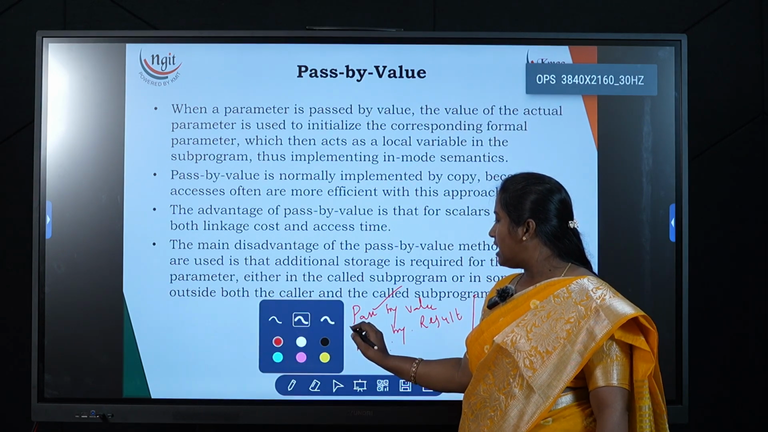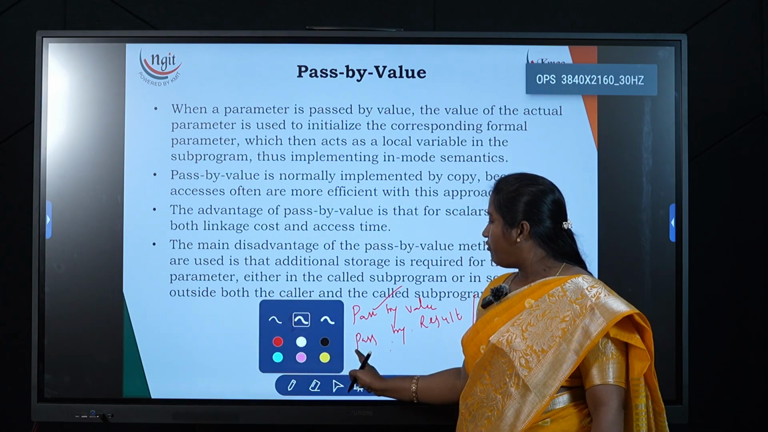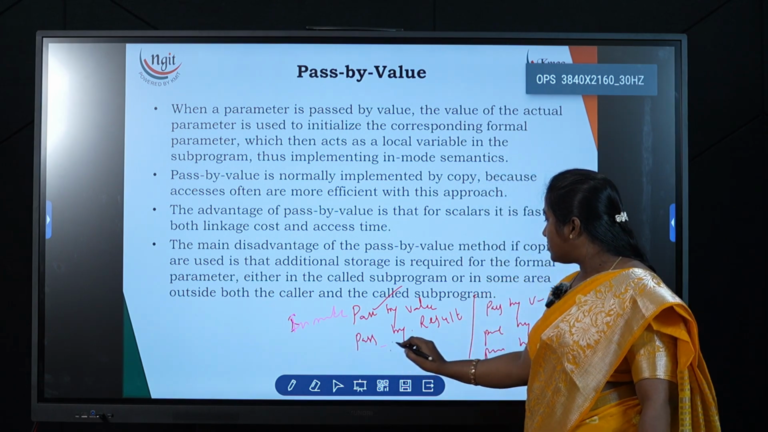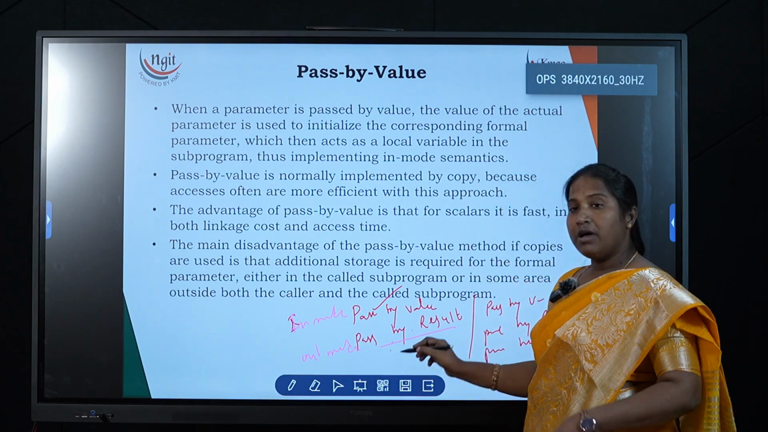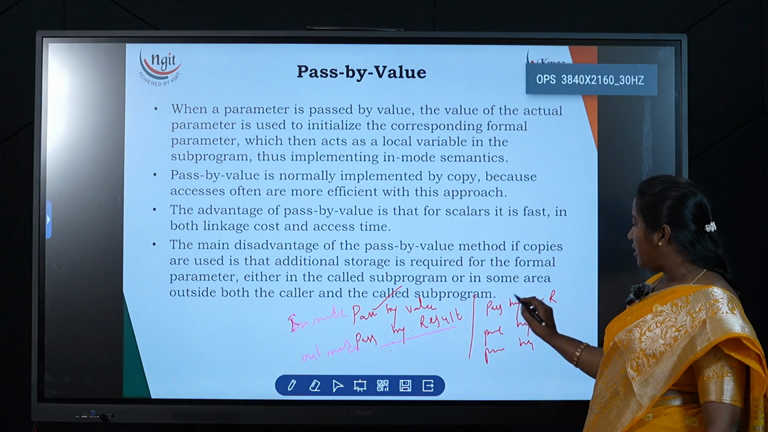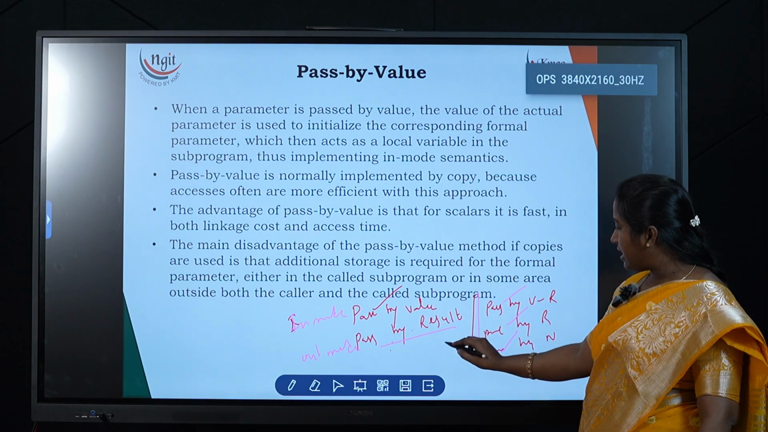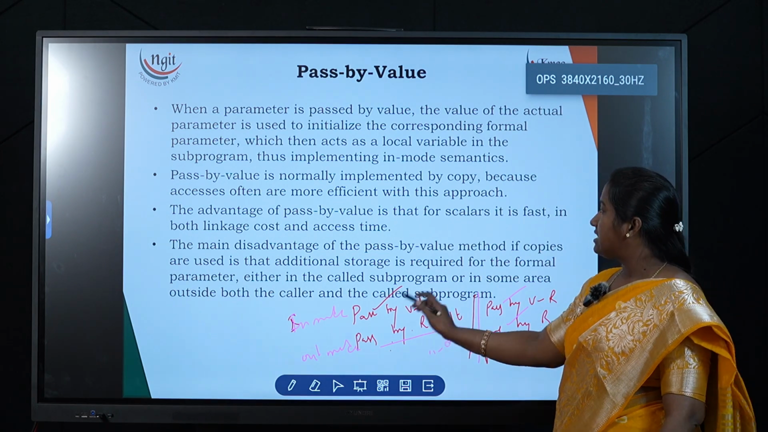In mode, in the sense that actual parameter values will get copied into formal parameters. And pass by result is out mode, transmission from the callee function to the caller function. Pass by value result, pass by reference, and pass by name are the three in out modes. Fine. Now let's see each one.